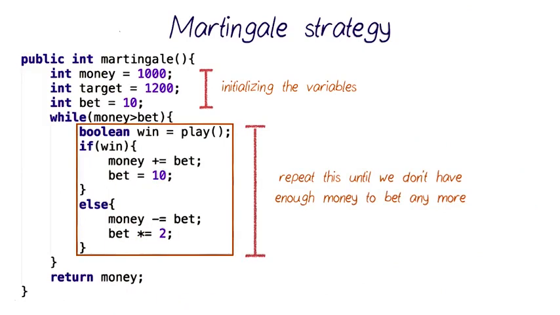Now there's one part missing here. We need to break out of this loop when it's time to stop playing, and that's when we've reached our target that we're happy with. Modify this code here by adding an if condition that checks if the money has reached or exceeded our predefined target. And if so, break from this loop.